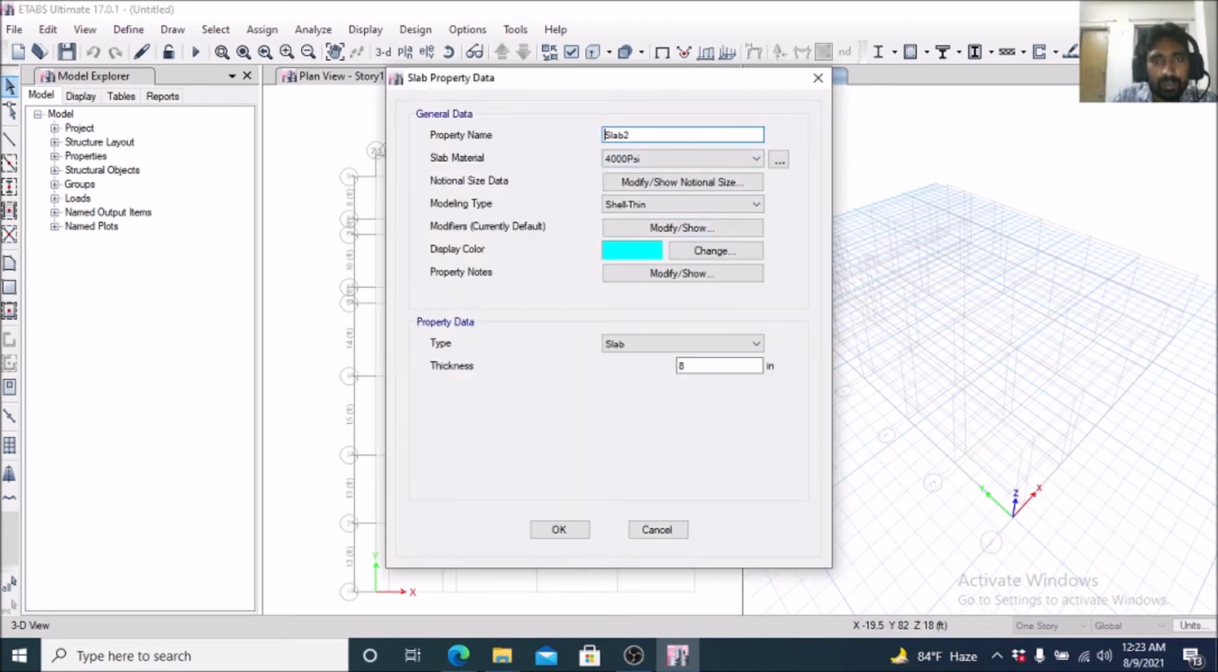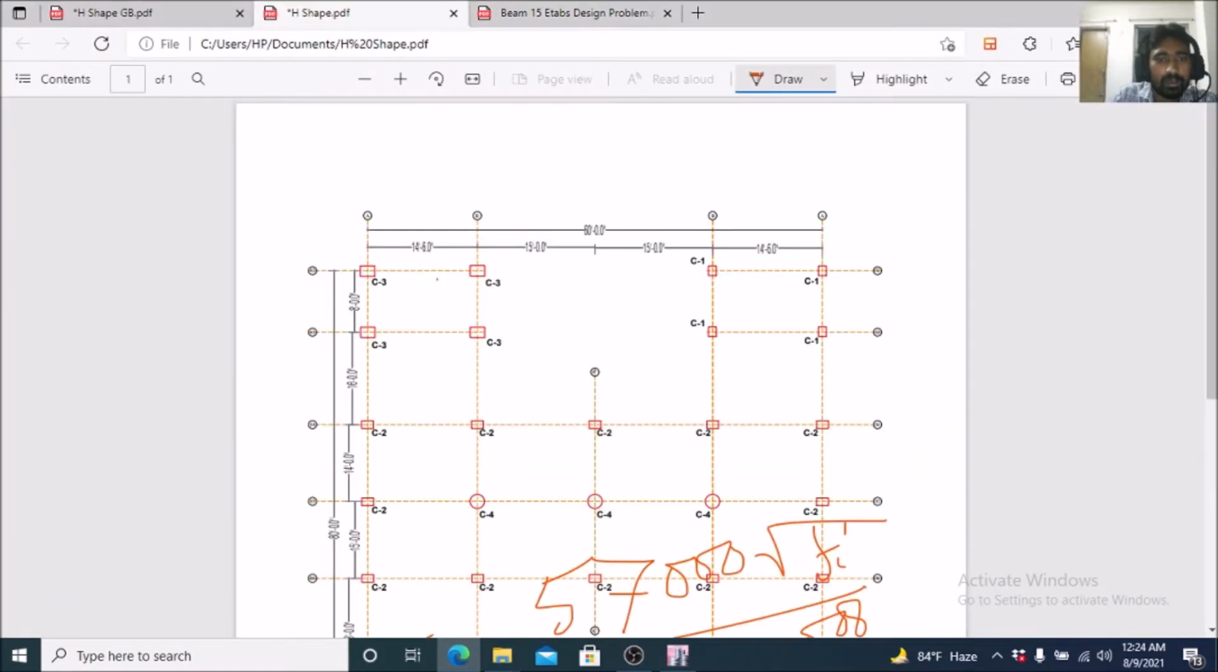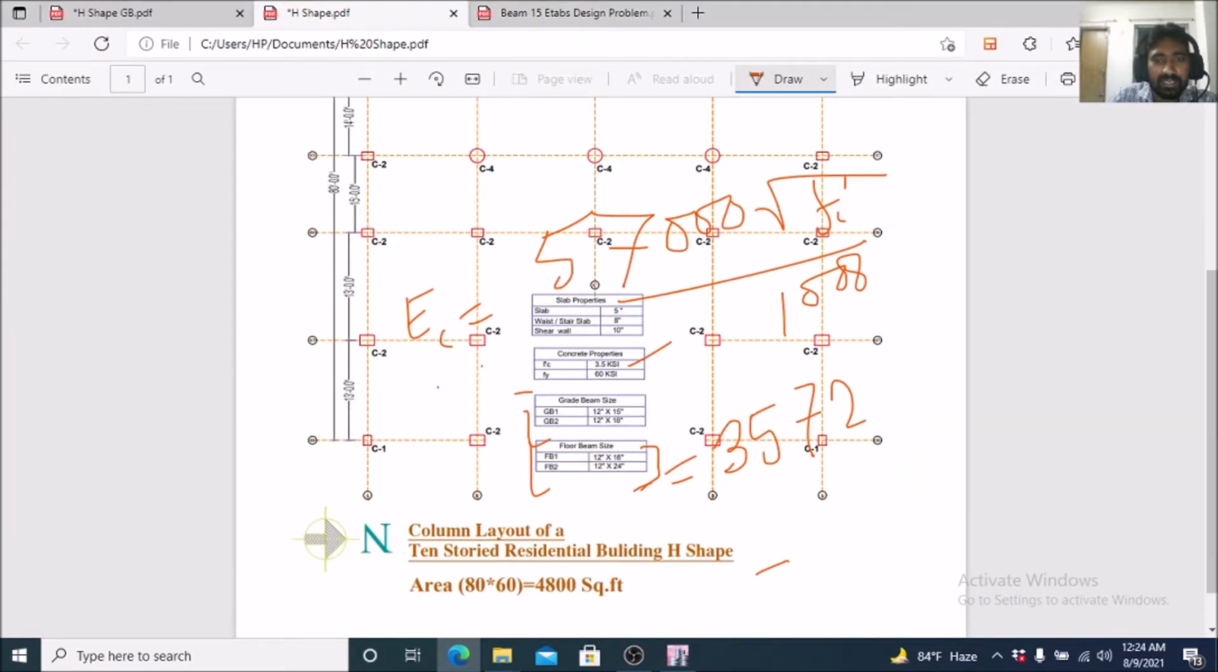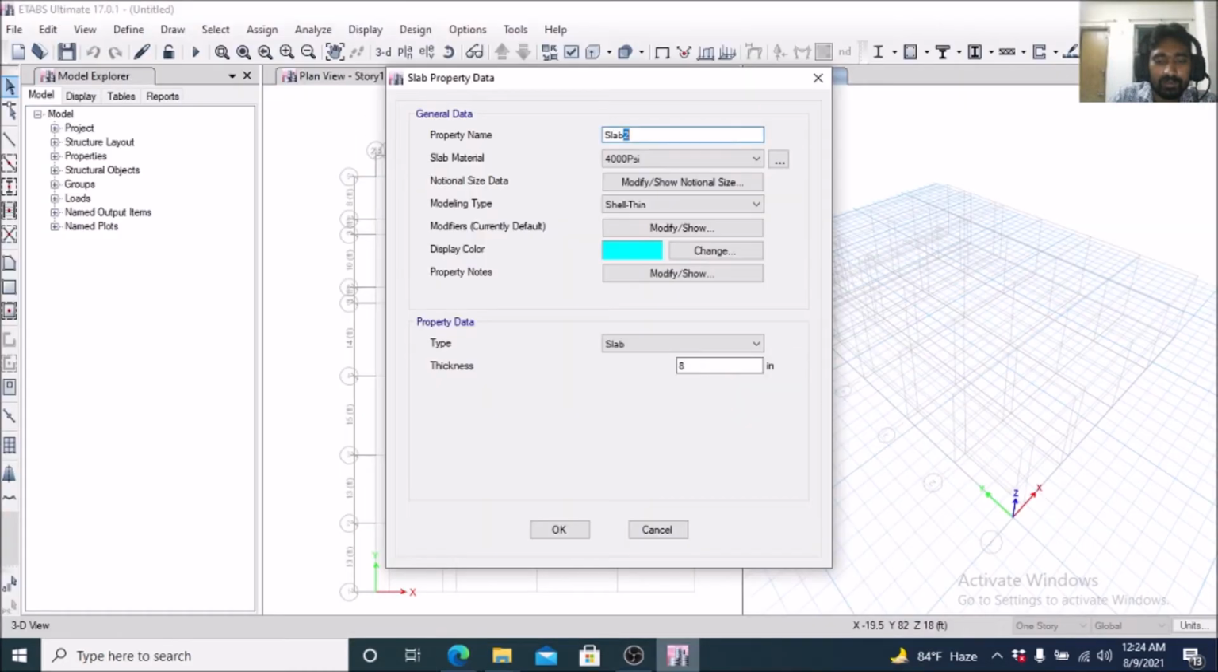First of all, the property name should be the slab property. The slab is 5 inch. The thickness of the slab should be 5 inch. For this reason the property name should be slab 5. So the slab material will be concrete, and now we want to discuss the modeling type.